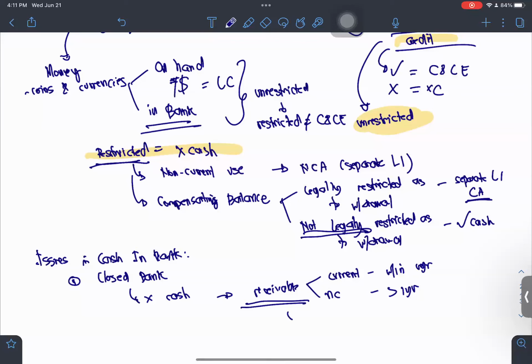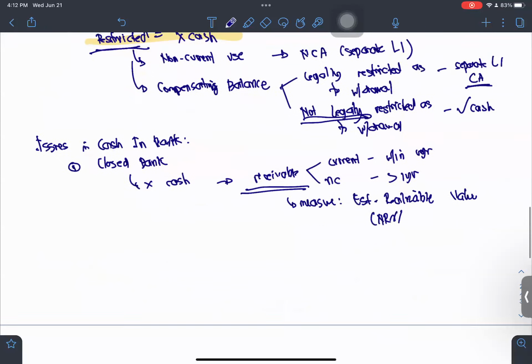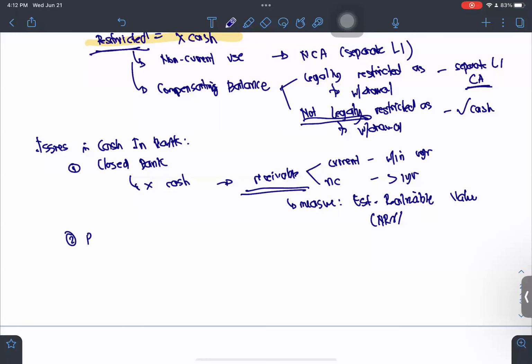Furthermore, how do we measure this receivable? You measure it at its estimated realizable value, also known as the NRV. So you will measure the amount of cash in your closed bank at its NRV, or also known as your recoverable value. Okay, that's our first issue. Next issue on your cash in bank is your bank overdraft.